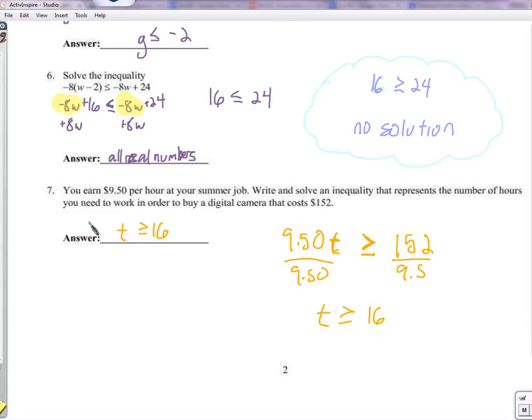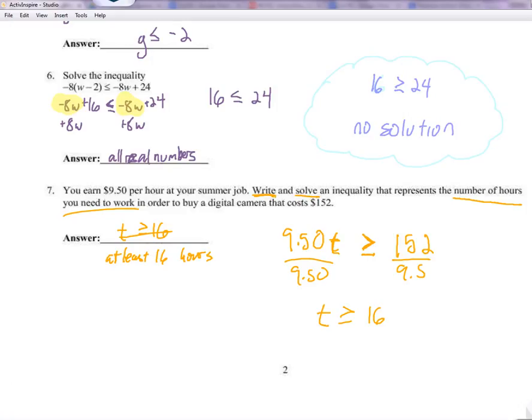Or you could, it says write and solve an inequality that represents, what are we looking for? The number of hours you need to work. So you could write this, or you could put at least 16 hours, right? That could be your answer. But also you need to write, not just solve, but also write the inequality, which we've done here.